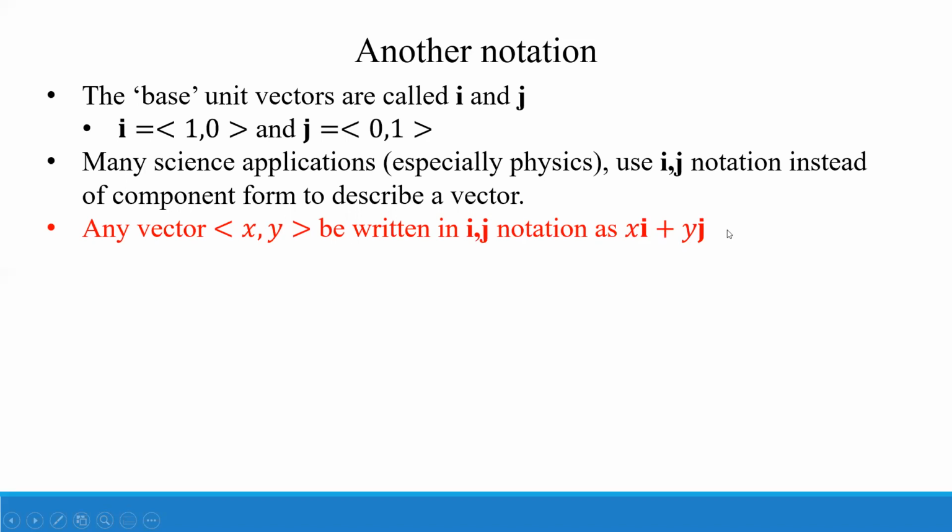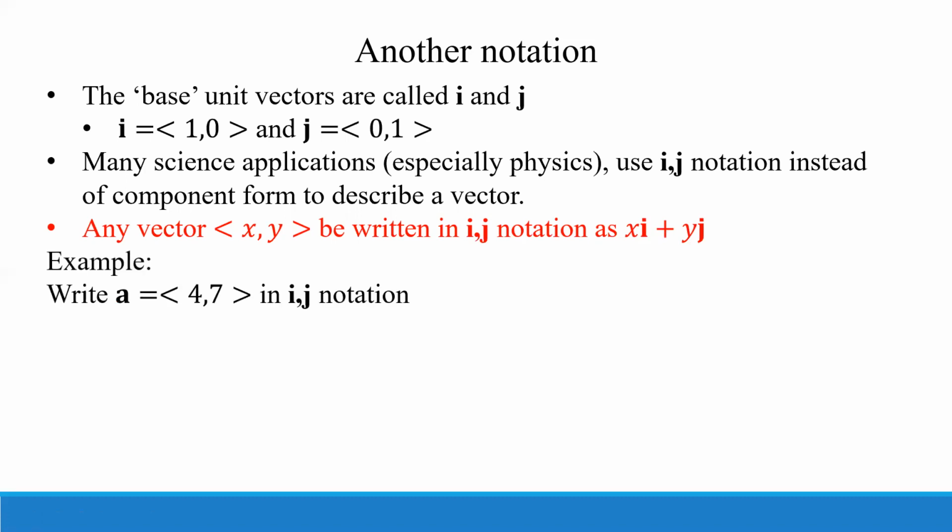And again, you might be saying, why do we need to know this? If you go into physics, especially college level physics, a lot of times they express vectors in this ij notation. So it's something to be exposed to, okay? So again, our old vector 4, 7, what would that be in ij notation? 4i plus 7j. That's all you have to do, okay?